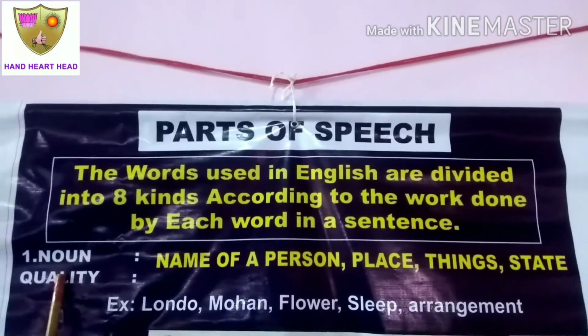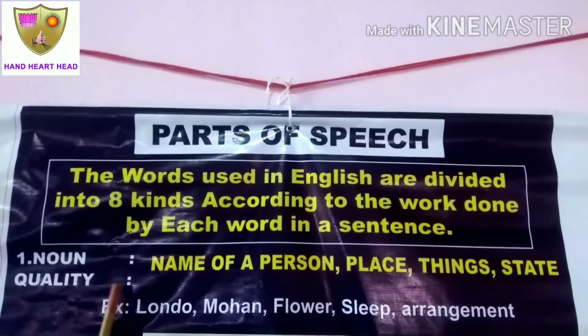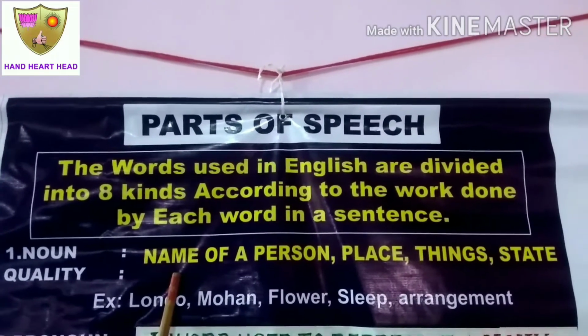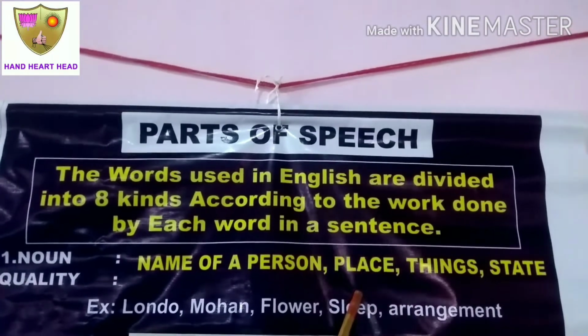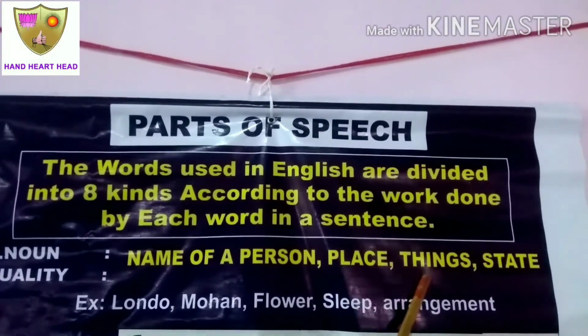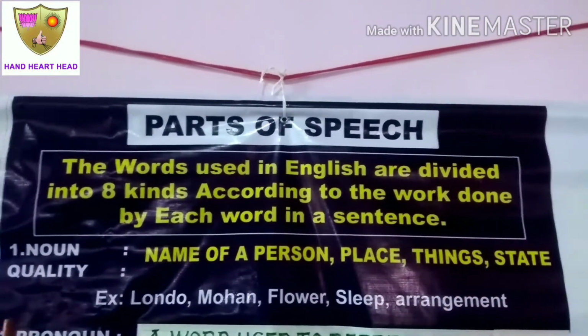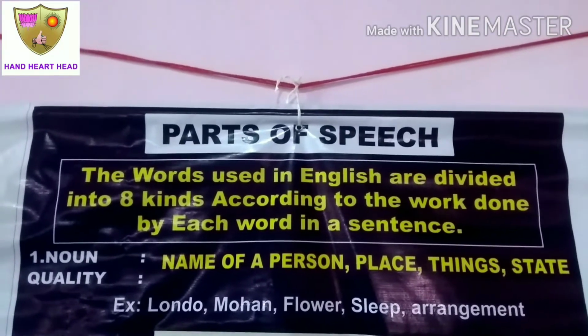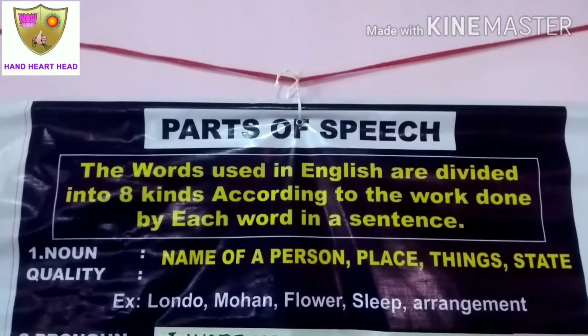What is a noun? Noun is a word. It denotes the name of the person, the name of the place, the name of the things, state and quality. Noun is a naming word. பெயர் சொல்லுன்னு சொல்றோம்.